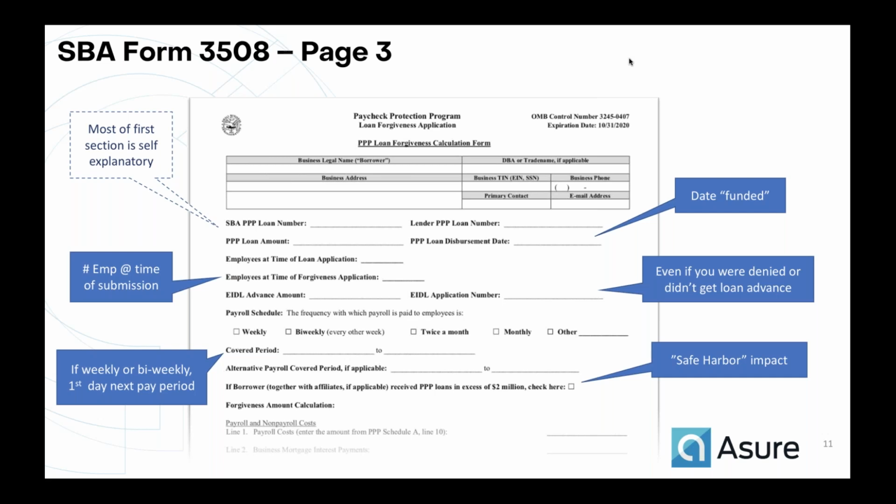But even if you didn't get an advance, or if you even were denied, the SBA wants to tie this back. So don't make the mistake: if you didn't get an advance or you got denied your EIDL loan, still put your application number in there. You will have that.